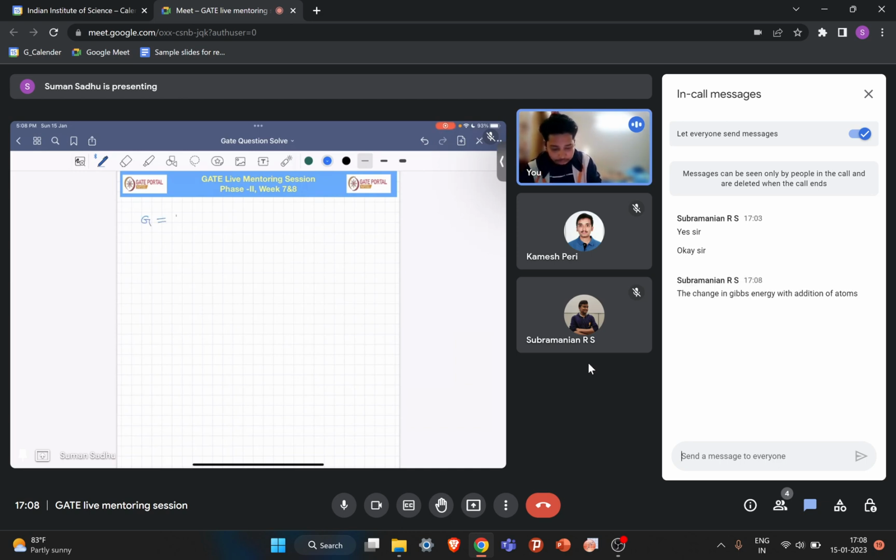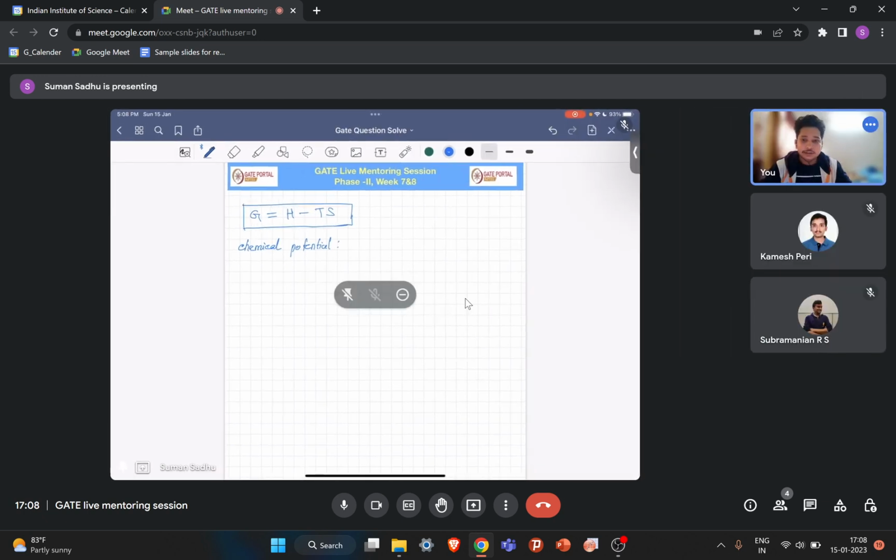G is equal to H minus TS. This is one equation that is important for today's session. Another concept is chemical potential. So what is chemical potential? Chemical potential is the change in Gibbs energy with addition of atoms. Okay, you can explain it more elaborately, as a few pieces of information are missing from your definition.